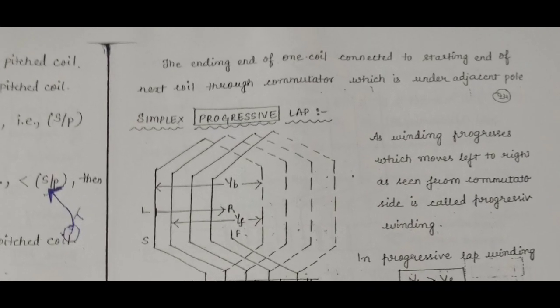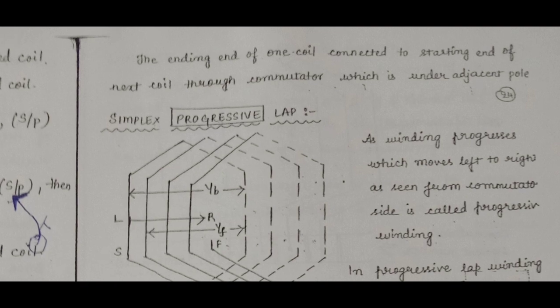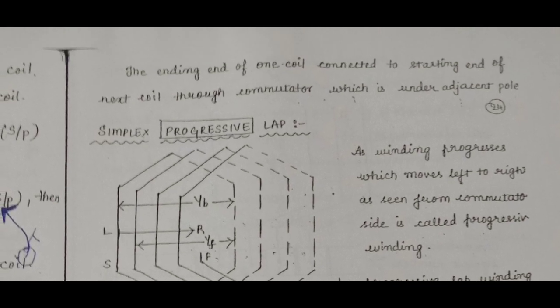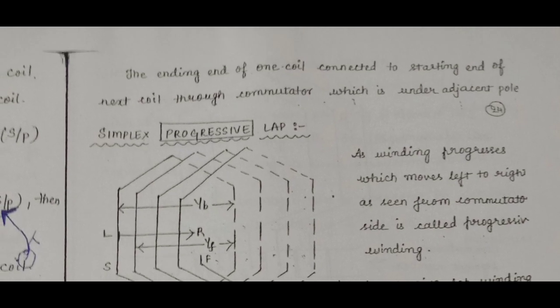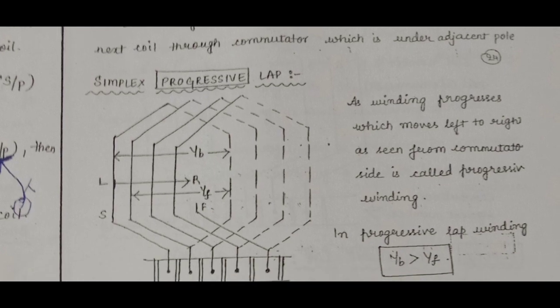The ending end of the coil is connected to the starting end of the next coil through the commutator which is under the adjacent pole. So that is the wave winding definition. The ending end of one coil is connected to the starting end of the next coil through the commutator which is under the adjacent pole.